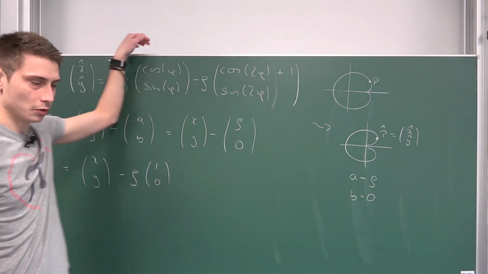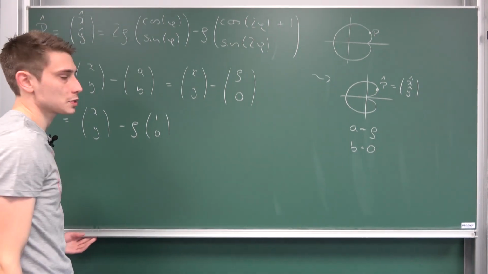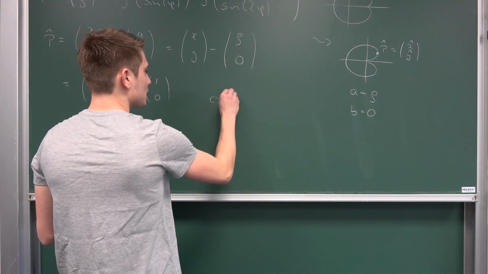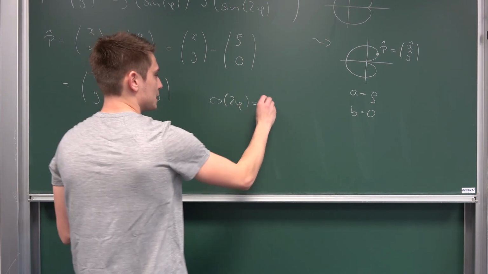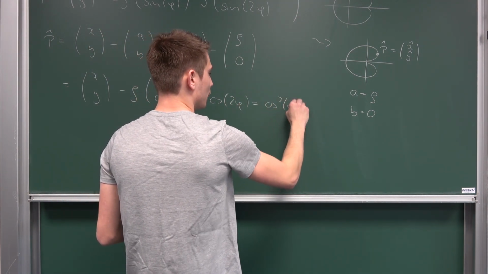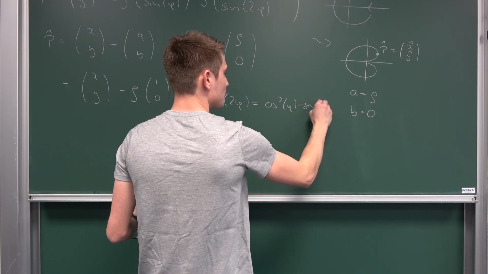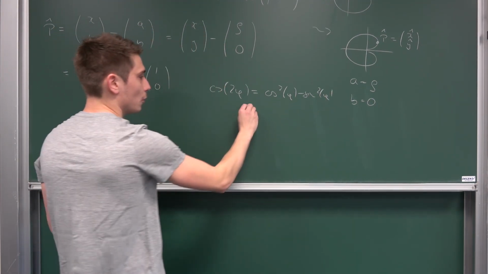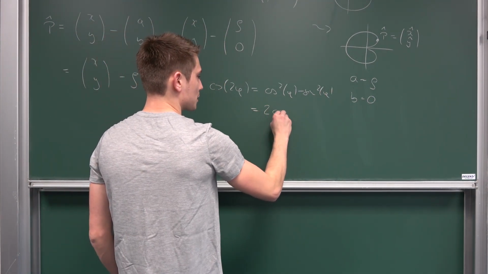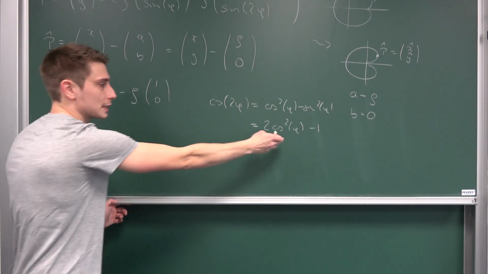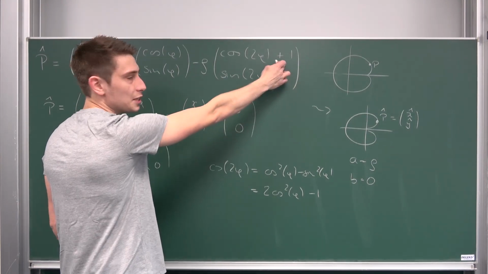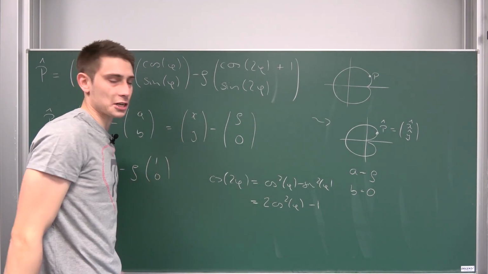Now I would like to take a look at the double angle formulas right here for the cosine and sine. We have the cosine of 2 times phi is nothing but cosine squared of phi minus sine squared of phi, and we can make use of Papa Euler to turn this into 2 times the cosine squared of phi minus 1. If we plug this chunk into here, this negative 1 and this positive 1 are going to actually cancel out.